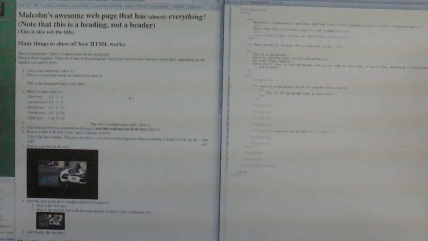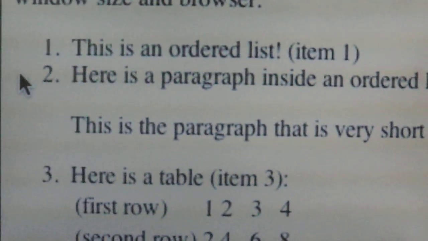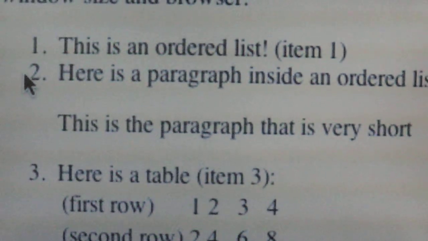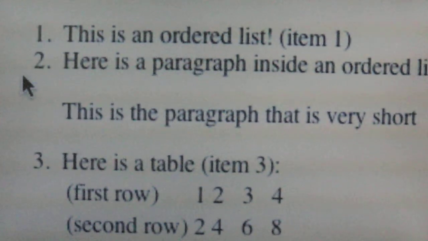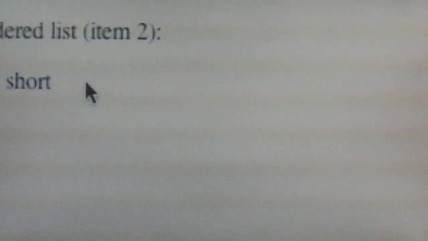And if we look at that in the browser, what do we see? Over here, it's fairly simple. It's listed as item number 2. The numbers are provided automatically by the browser. Here's a paragraph inside ordered list. And this is the paragraph that's very short.